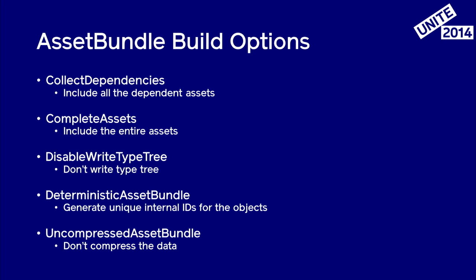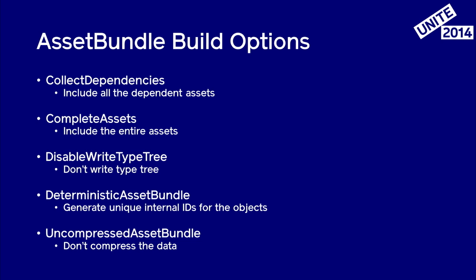For AssetBundle options, we have 5 AssetBundle build options. The first one is CollectDependencies. If you set this one, we will include all the dependent assets in the AssetBundle. The second one is CompleteAssets. It will include the entire assets in the AssetBundle. The third one is DisableWriteTypeTree. With this one set, Unity won't write the type tree to the AssetBundle.